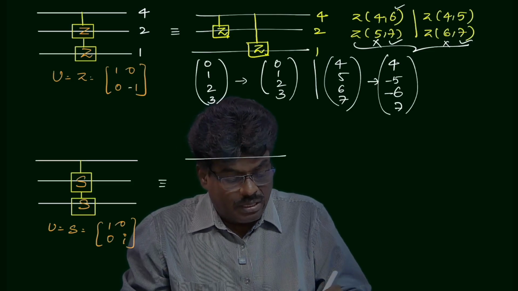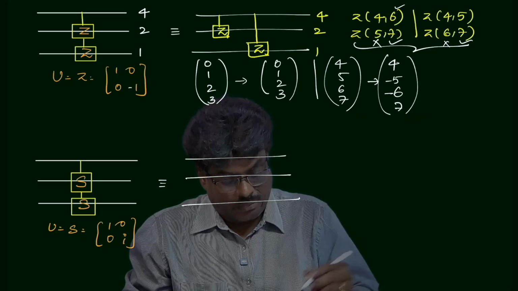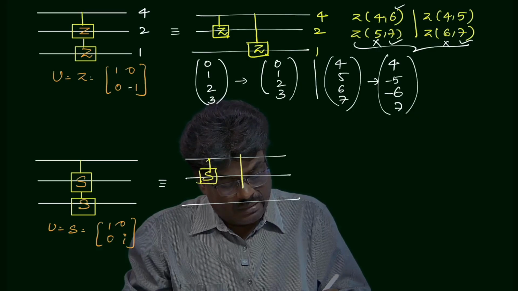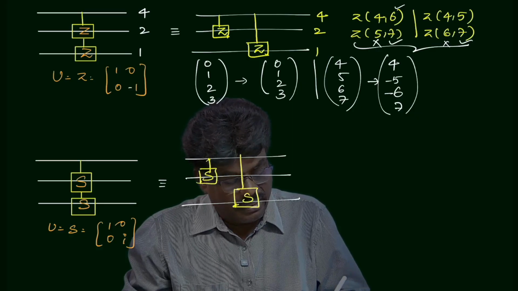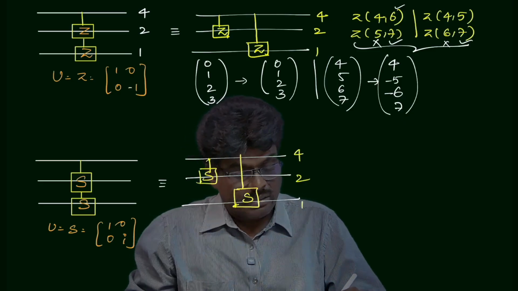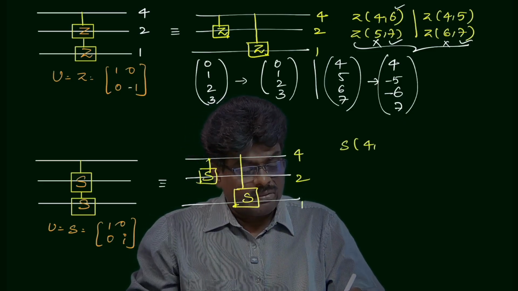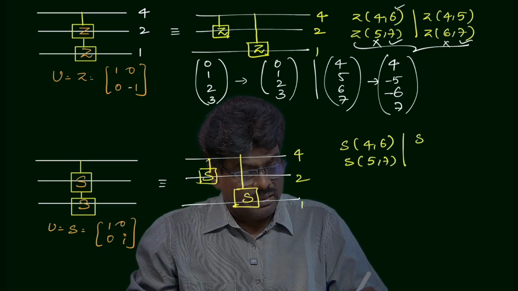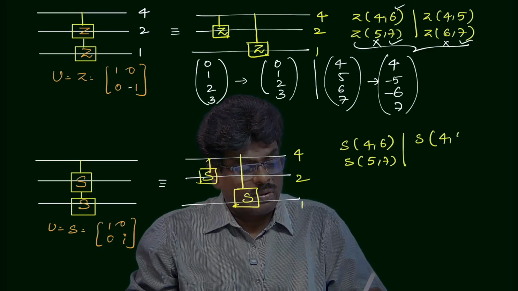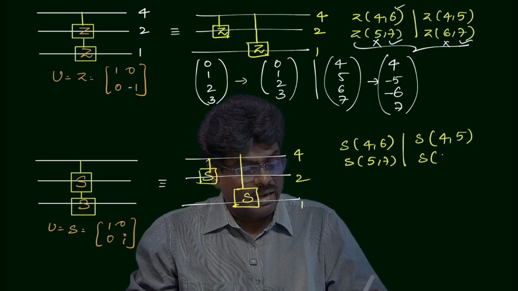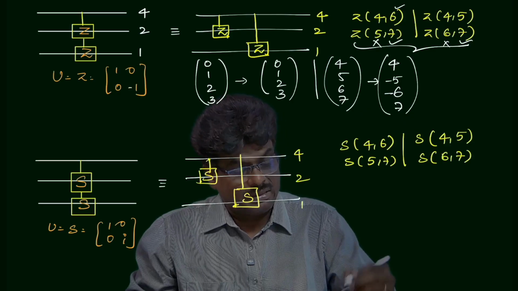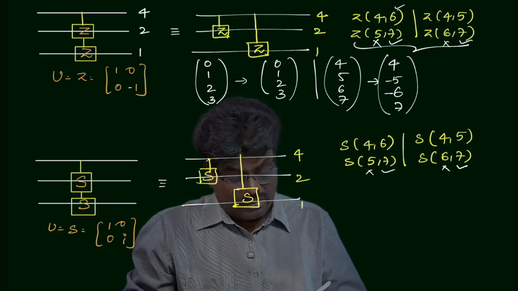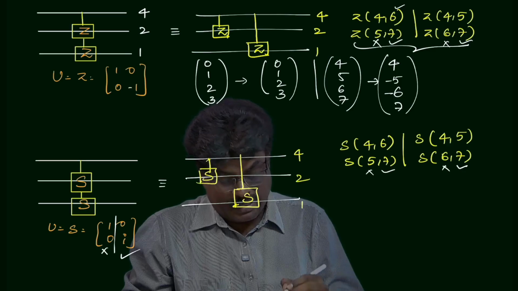So this is equivalent to first control S gate, and again one more control S gate, 1 2 4. So this is S of 4 comma 6, add 1, 5 comma 7, next S of 4 to 1, that's why 4 comma 5, add 2, that is 6 comma 7, off off on. Okay, right. So this is the first column for off, second column for on.